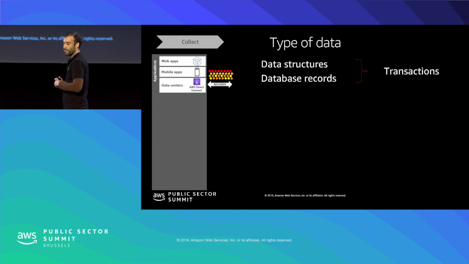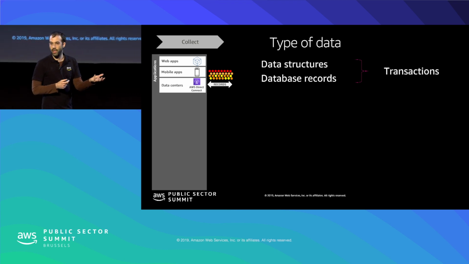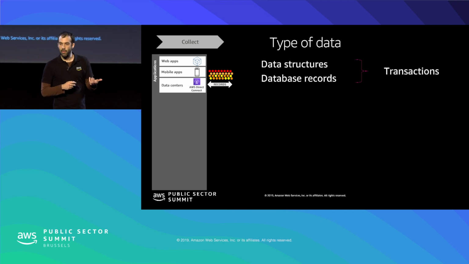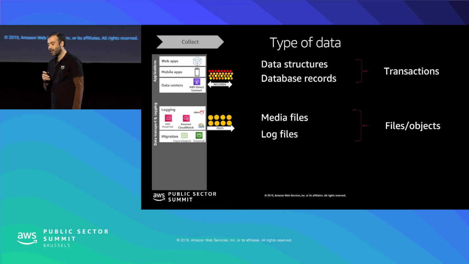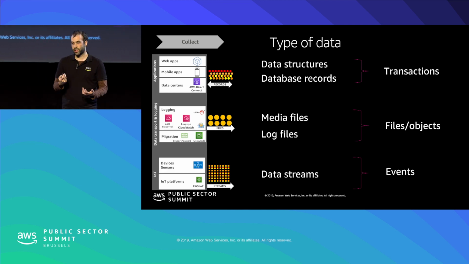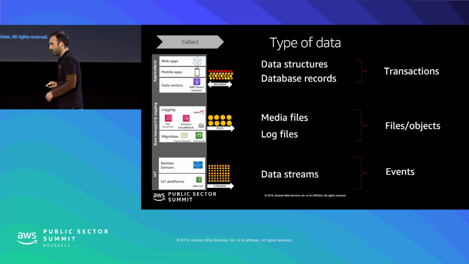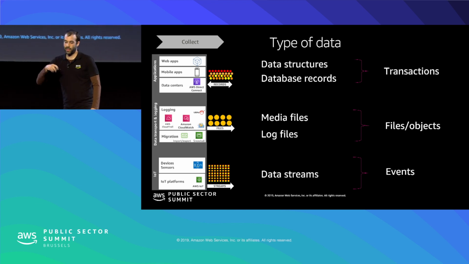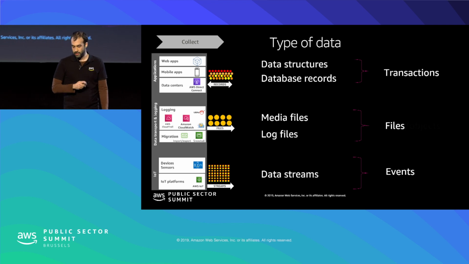First, we have data structures, database records. This is data that typically comes from mobile applications and web applications, and let's call those transactions. Second category is objects or files. And the third is about data streams. Let's call those events. OK, now I'm going to dive deeper into each and every category.